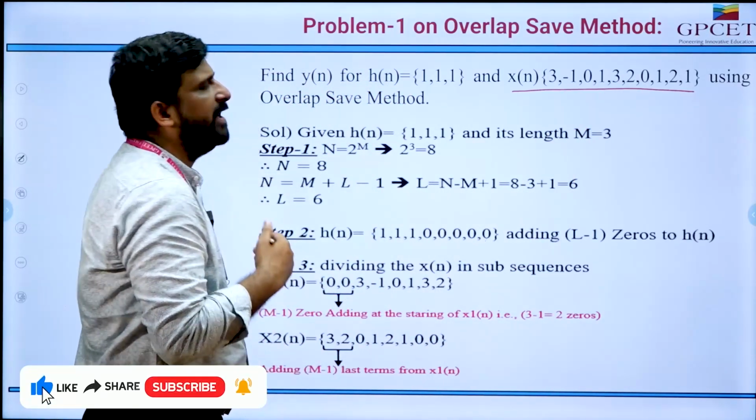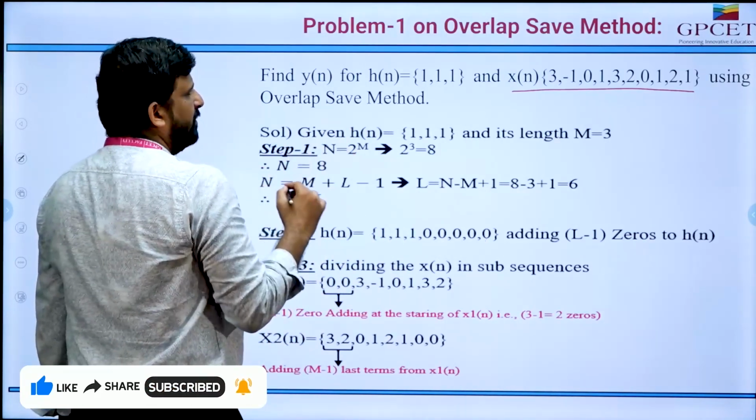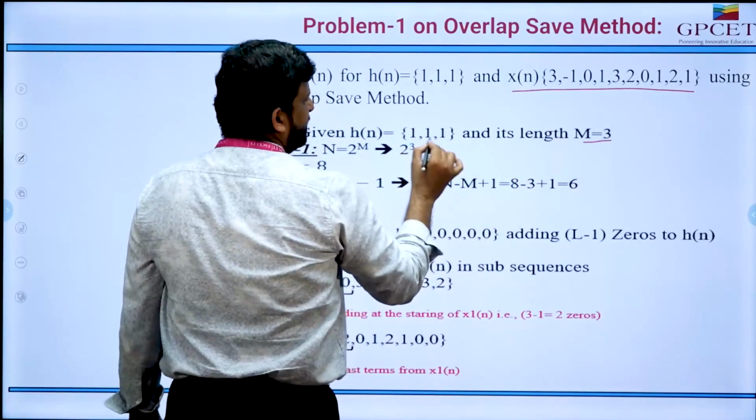So for that only we are using the first method, which is the overlap save method. Now see here. What we have done: we know the length of h of n, capital M is equal to 3. So how many sequences here?